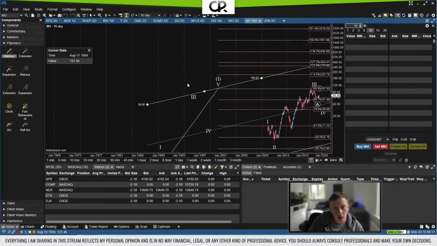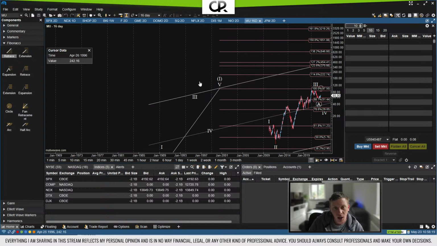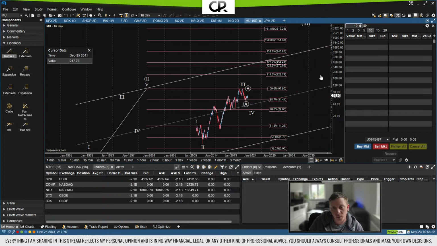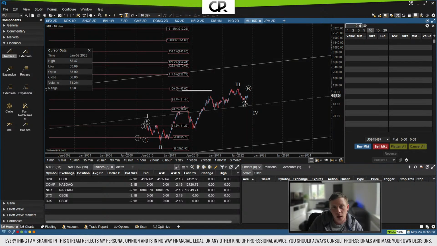And now we have a lot of values that don't have any data. So in MU, we're currently expecting it might play out like this. We're looking at wave B and then a wave 4, wave C that then finishes the wave 4. And then we would potentially, do I have an alert for that? I think I have an alert for that.